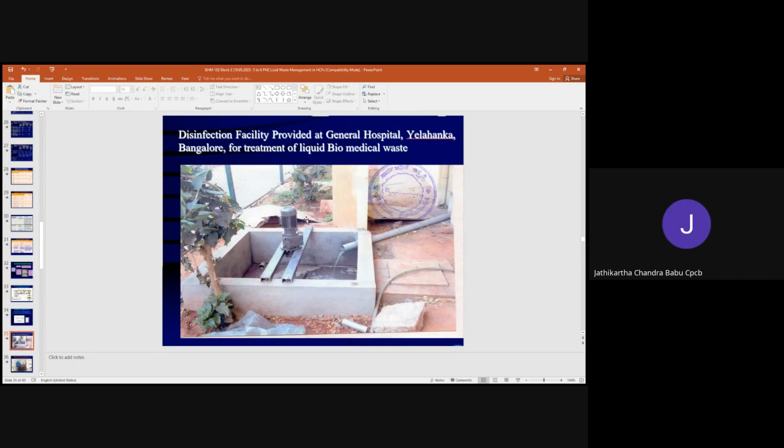In the case of non-bedded hospitals, you have to ensure proper treatment of liquid waste. Therefore, such non-bedded hospitals can adopt methods like chemical disinfectant treatment. You are allowed to discharge wastewater by adopting chemical treatment systems. Therefore, this is a method one can follow.